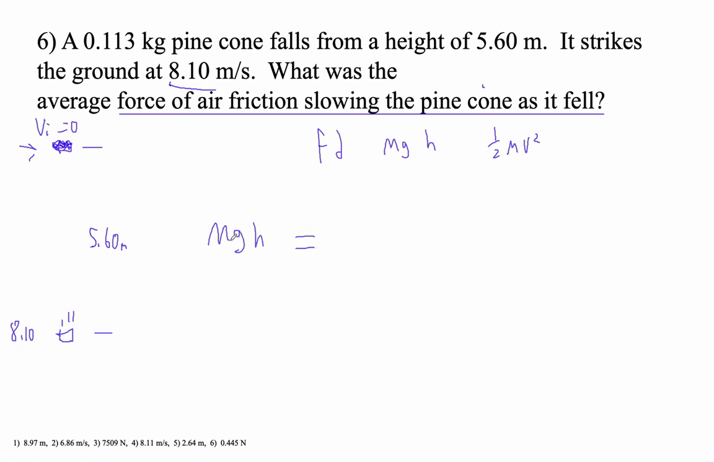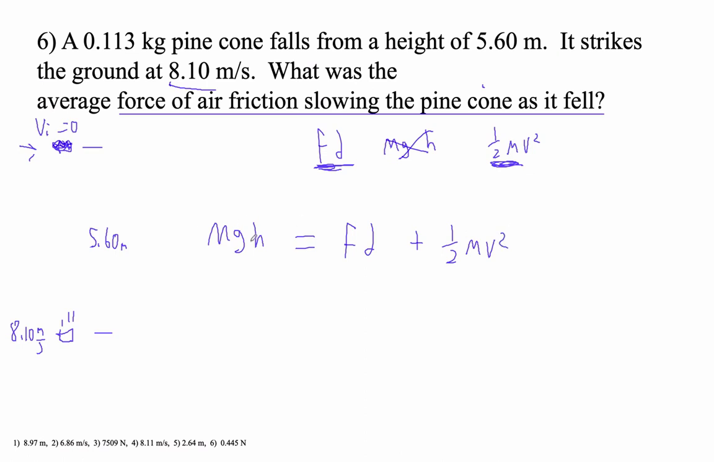Now, where does that energy go? Well, it's moving at the bottom, so it has kinetic energy. It definitely has this. But at the very bottom, it doesn't have potential. But I think there's a force that acts to slow it down on the way down, and that's the force of air friction. So I'm going to say that this equals force times distance plus 1/2 mv squared.